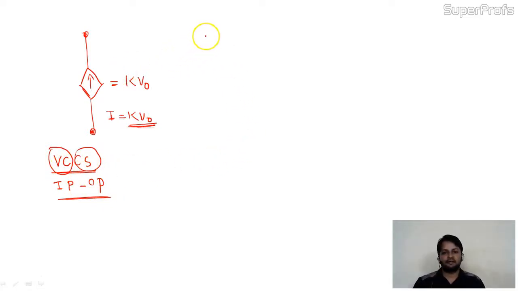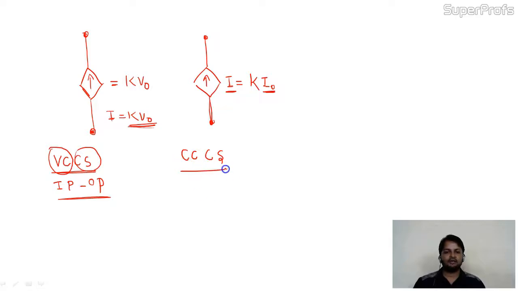Now for the same circuit, same independent source, I am taking again the current source only, and the value of this is nothing but Ki0. Now which type of source is this? This is a current source, and this current is controlled by which parameter of the circuit? Current or voltage? Current. This is the current control current source. So this is the second type of dependent source.